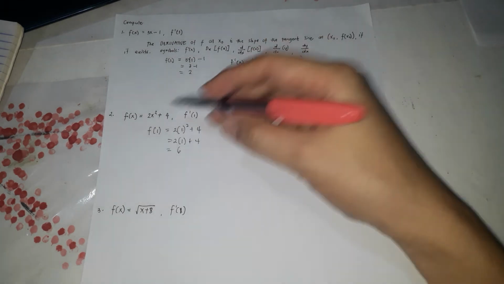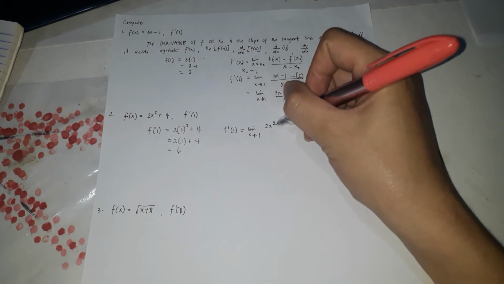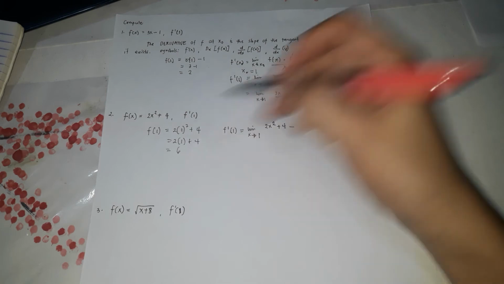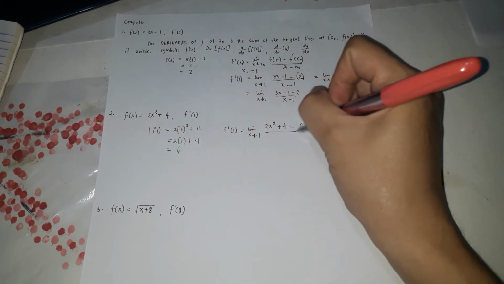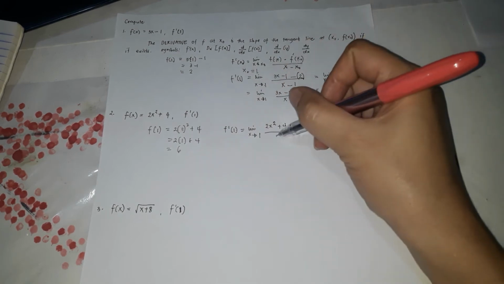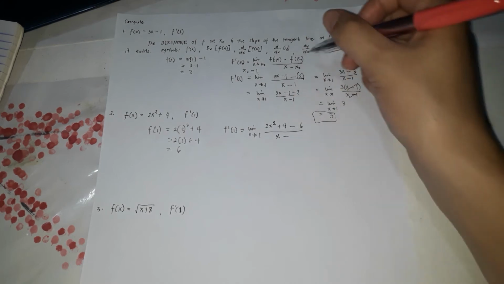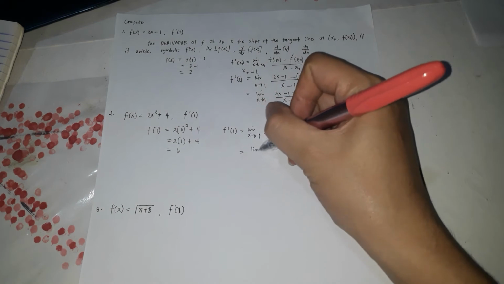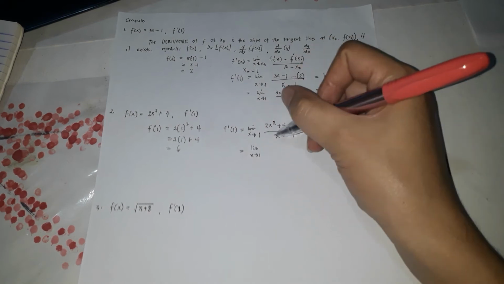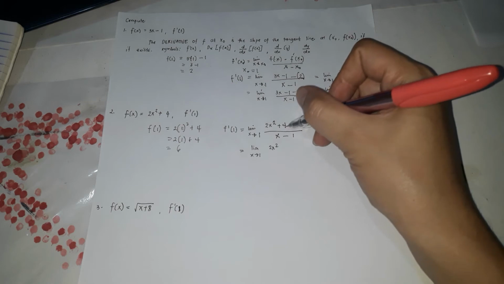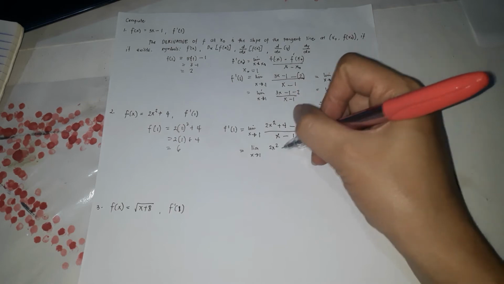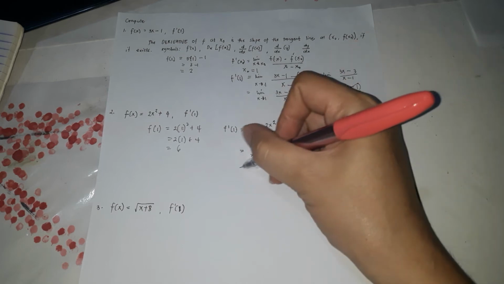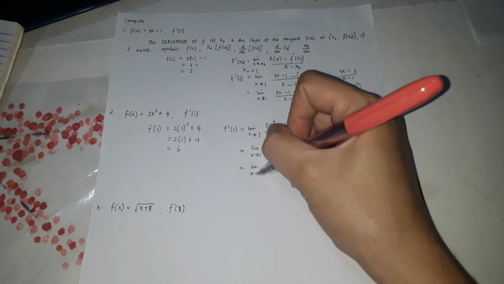f of x is copy the function, 2x squared plus 4, minus what we solved earlier, 6, over copy x minus x of 0, which is 1. So next, copy limit as x approaches 1, 2x squared plus 4 minus 6 is negative 2. Very good. x minus 1. Next, limit as x approaches 1.